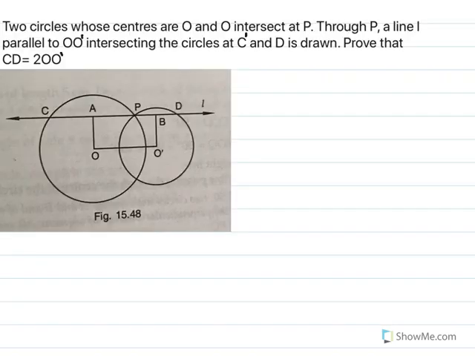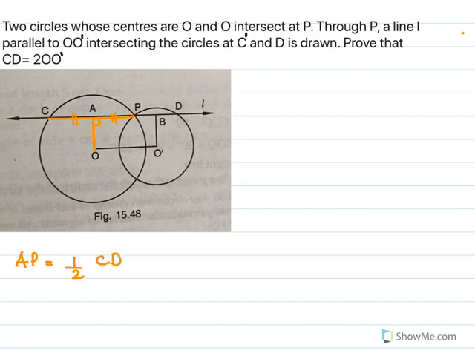Two circles whose centers are O and O dash intersect at P. Through P, a line parallel to OO dash intersecting the circles at C and D is drawn. Prove that CD equals twice OO dash. So first part: here is a chord, and here is a perpendicular to the chord, and the perpendicular to the chord bisects the chord. So the first thing I'll write: AP equals half of the chord CP.